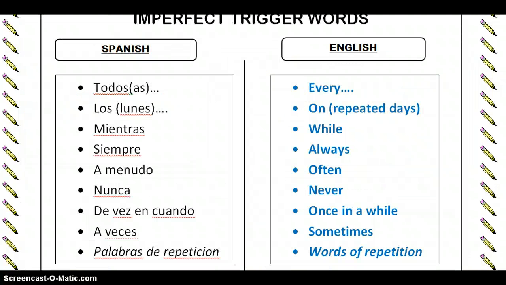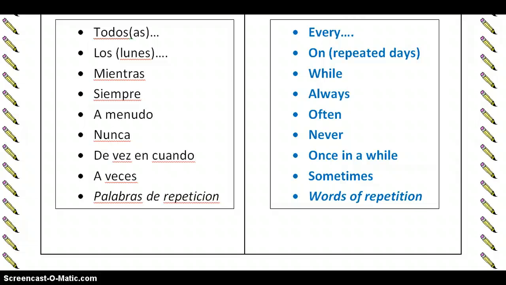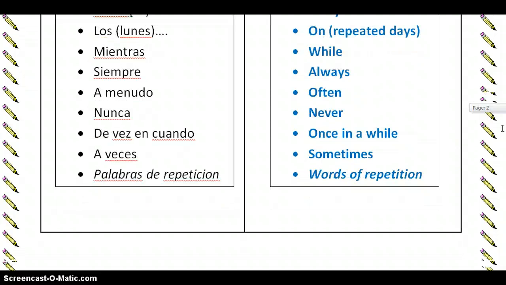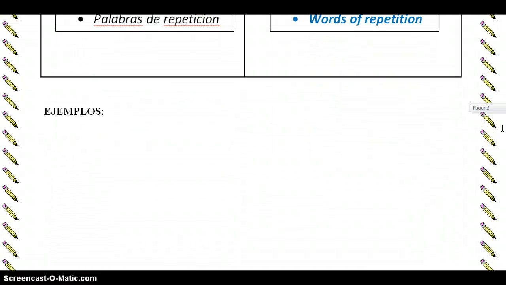Here we have a list of imperfect trigger words, and now these aren't all of them, it's just a short list to get us started. You're going to take a moment to copy the words down on the left and the words over on the right. At this point, we're going to pause the video so that you can get this information. Okay, now that you got all of that information, we are going to leave the next section blank for the examples because we'll come back to that later.